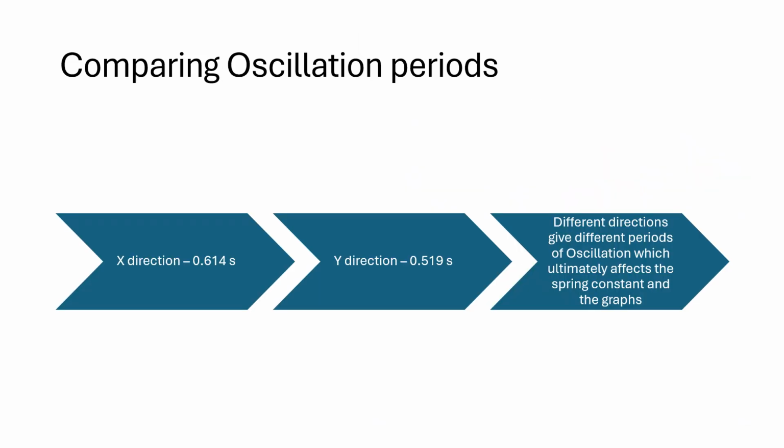Lastly, I'll be comparing the oscillation periods depending on whether it's in the x or y direction from my Tracker video. I found that in the x direction, the oscillation period was 0.614 seconds, while in the y direction it was 0.519 seconds. The different directions give different periods of oscillation, which ultimately affects the spring constant and the graphs, as the spring constant is calculated depending on the oscillation period.